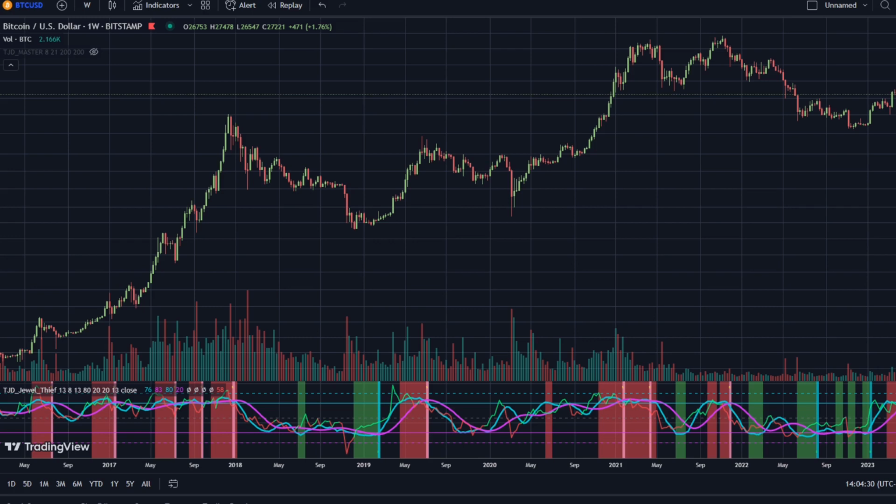Today we're going to do a little walkthrough on the TJD Jewel Thief. I've published a couple of different versions of this indicator.